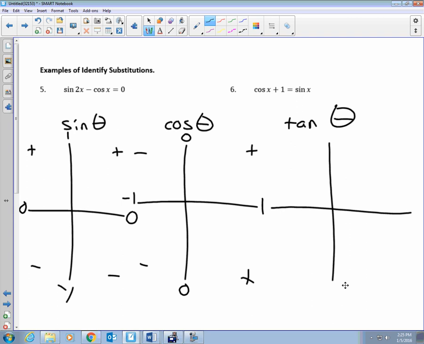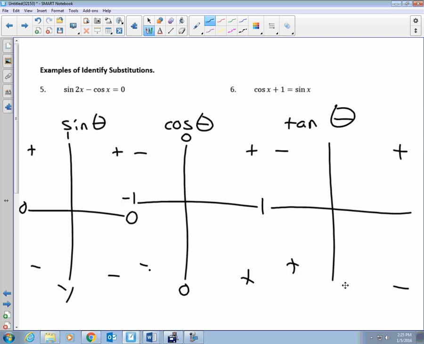Now, A for the day, who can remember the relationship between tangent, sine, and cosine? Tangent is equal to sine divided by cosine. So watch this. What is a positive divided by a positive? Positive. What is a positive divided by a negative? Negative. What is a negative divided by a negative? Positive. And what is a negative divided by a positive? So you can see why tangent is positive in some and negative in the others.